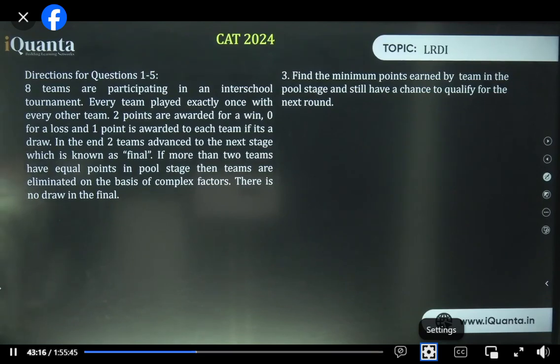Find the minimum points earned by a team in the pool stage and still have a chance to qualify for the next round. Harsh, in that case, you will never be sure which team goes undisputed. Would you be sure? Okay, let's do this one.